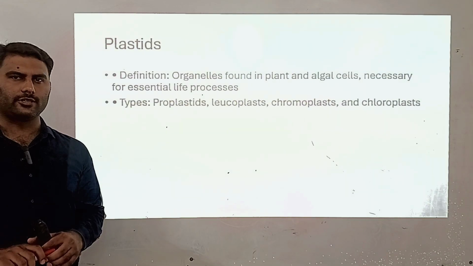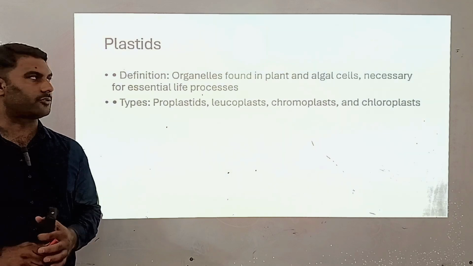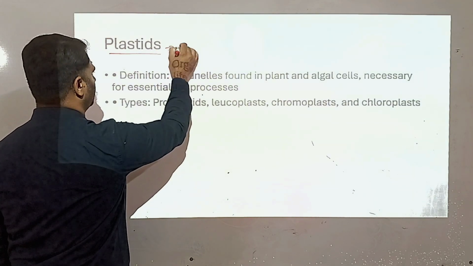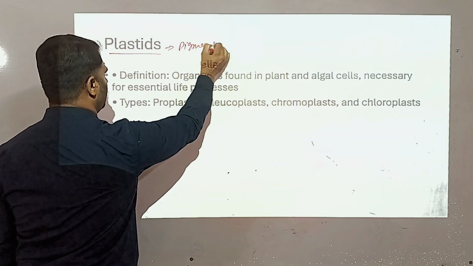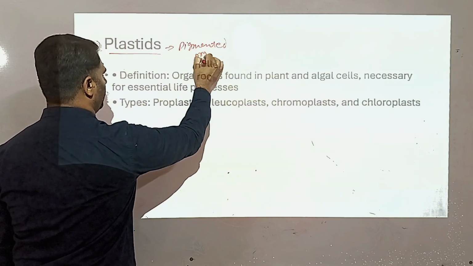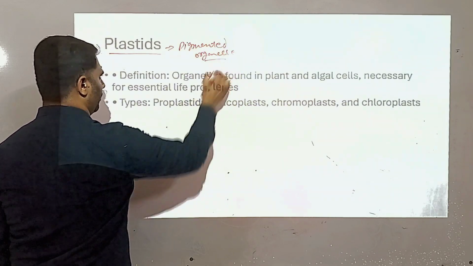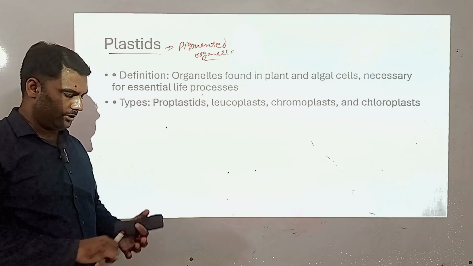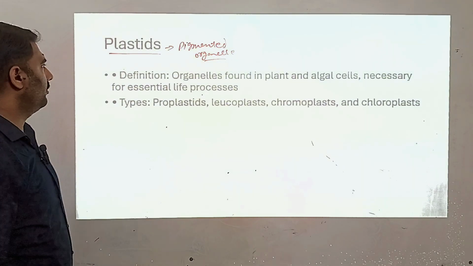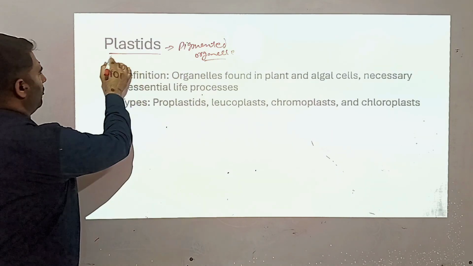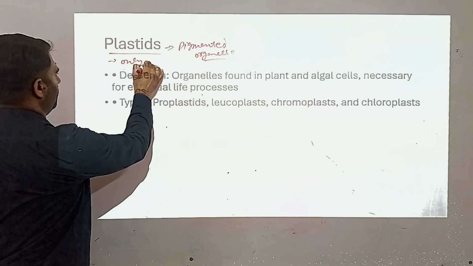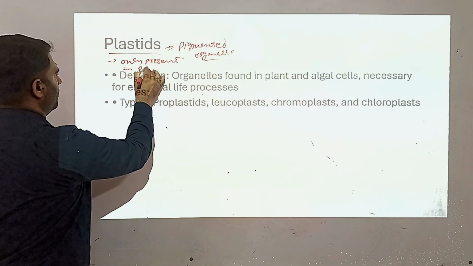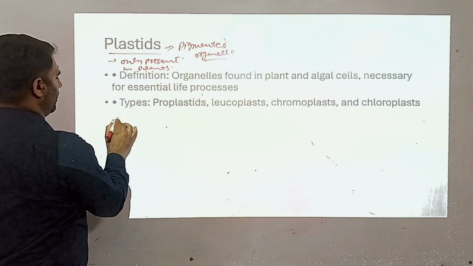Dear students, today we are discussing the plastids, which are pigmented organelles. The organelle which provides the pigment or the color to any structure is known as a pigmented organelle. In the case of plants, these are only present in plants. These are not present in animals.